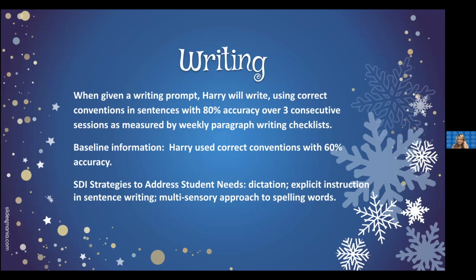So the baseline information for Harry is he was using conventions with 60% accuracy, and for his goal, we want him to do 80. And so some of the things that you can do with this one, and I know writing is always the more difficult of the two between reading and writing, and it's harder to find things for writing. But with writing, going into strategies for this one, for the conventions, the first one I put was dictation.